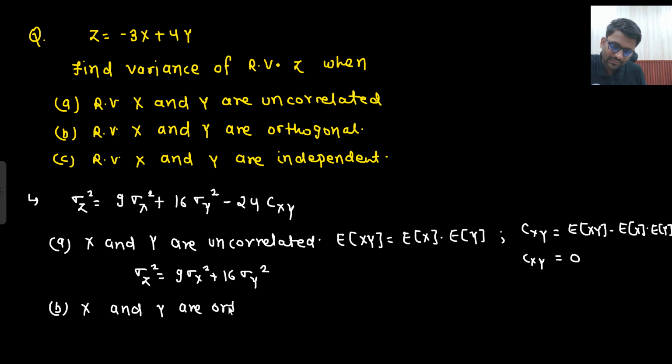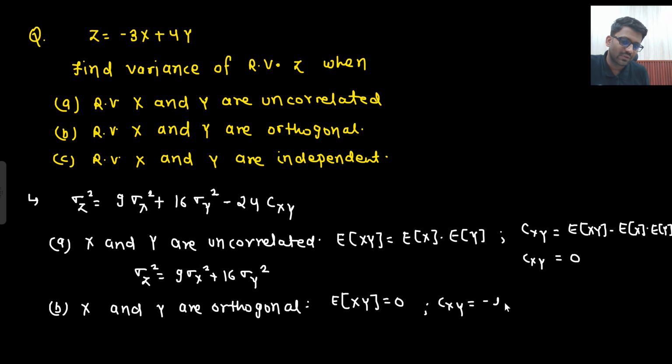orthogonal, okay, you will think orthogonal. Orthogonal means surely it has something to do with 0. So what will be my cxy equivalent to? Here you will put 0, so that would be equal to minus mu x mu y. If I put exy equals to 0, so 0 minus expectation of x into expectation of y. So expectation of x I am putting as mu x, expectation of y I am putting as mu y.